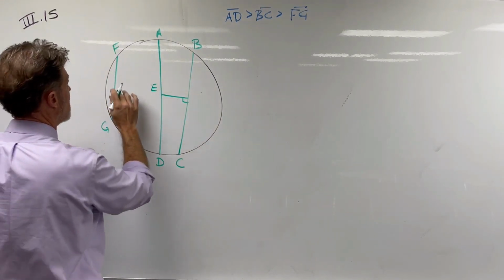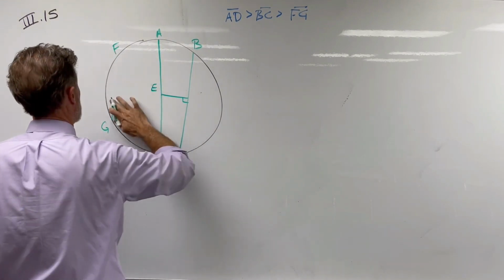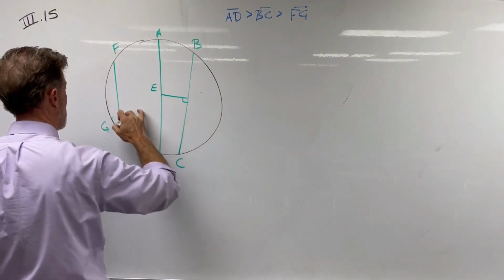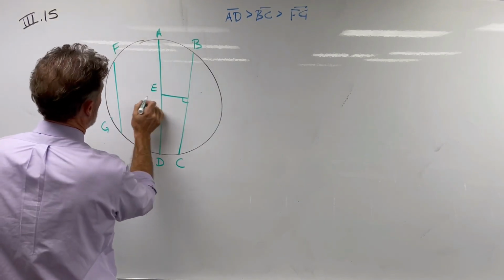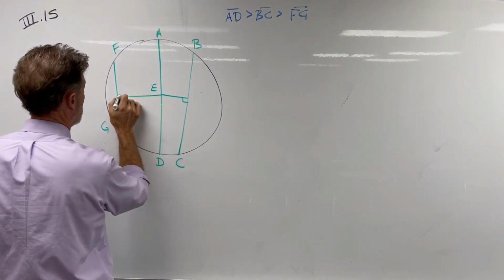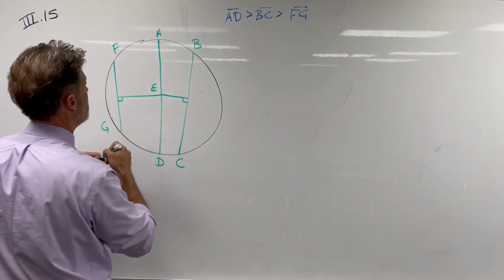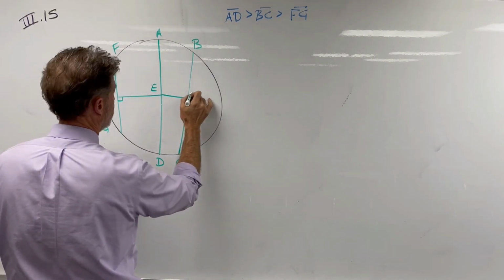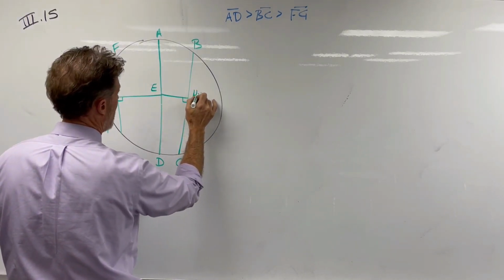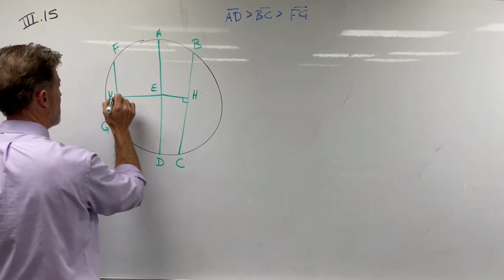And likewise, we'll draw a line. Let's make this a little different looking so our orientation can be different. And let's draw another line here perpendicular here. So we have H and K.